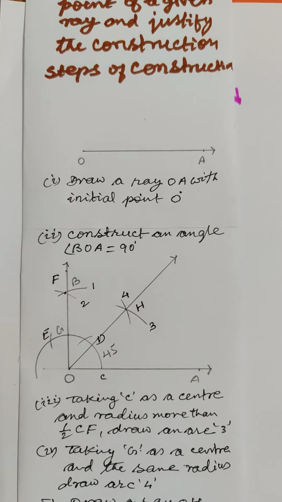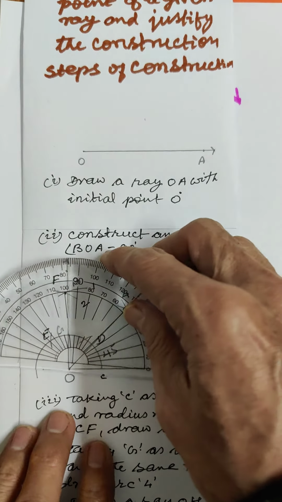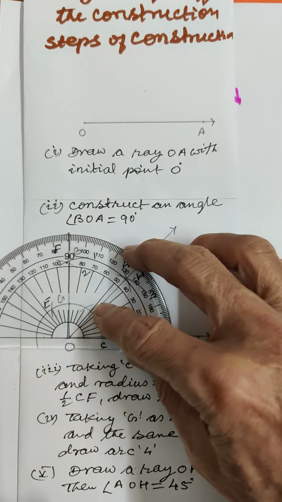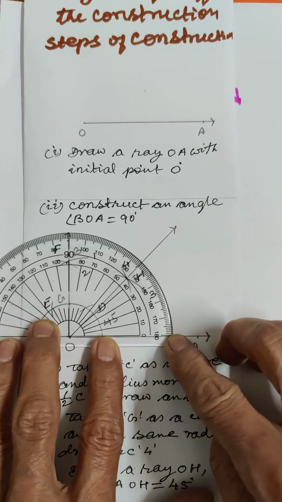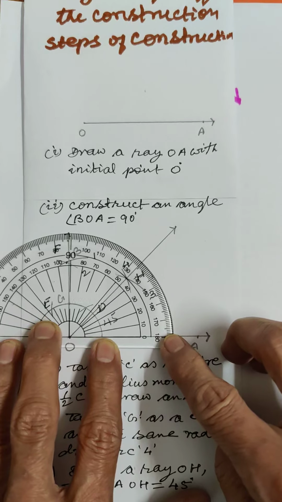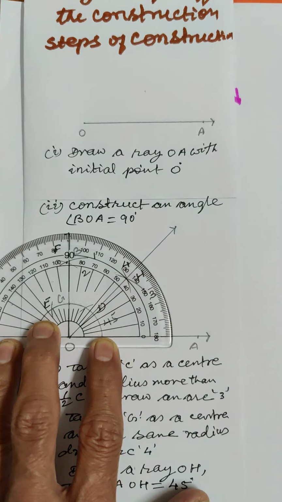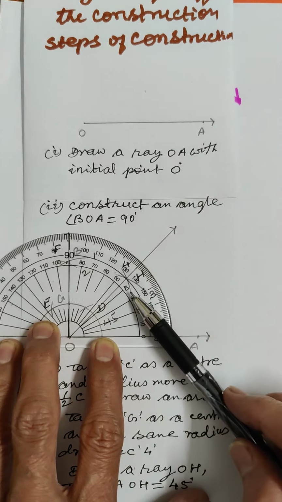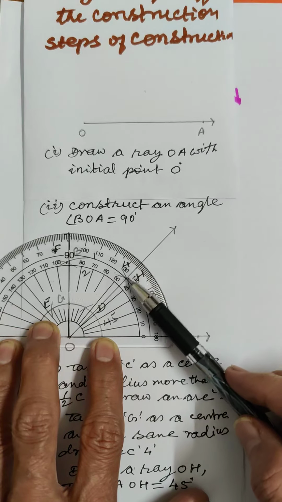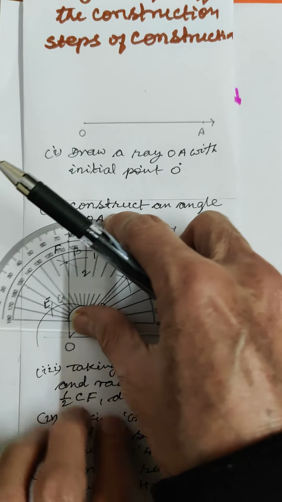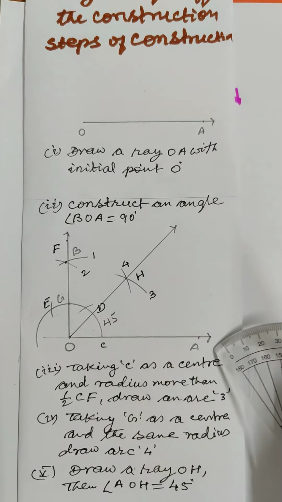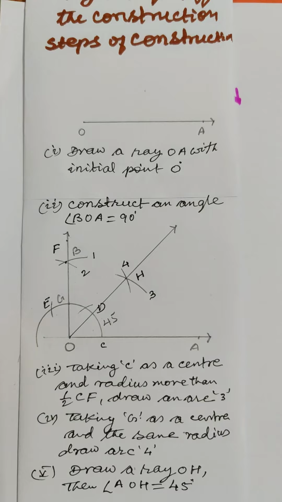We shall measure whether it is 45 degree or not. Measuring. It is exactly 45 degree. You can see it is exactly 45 degree. This is 45 degree and this one is 90 degree. So this way angle AOH is 45 degree.